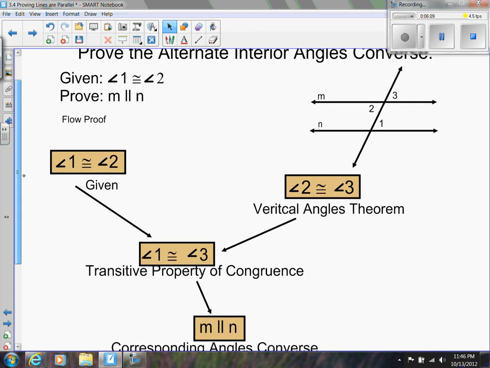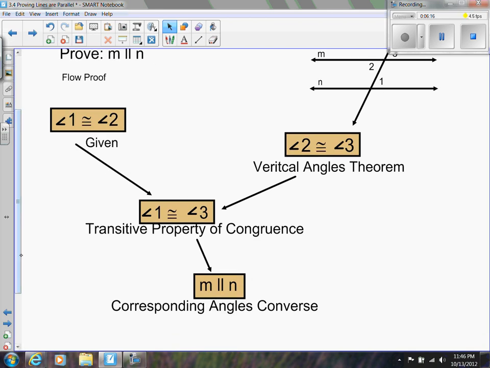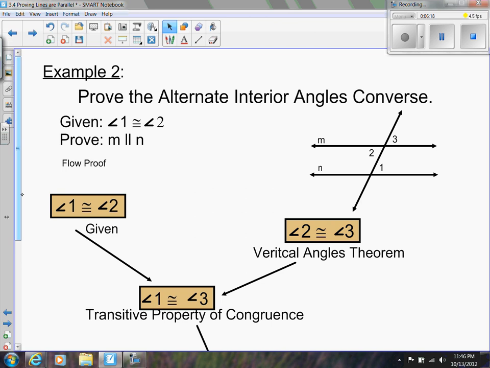So we didn't use this theorem. We used stuff that we've already proved, and basically that we are accepting as a statement. It's kind of a postulate.